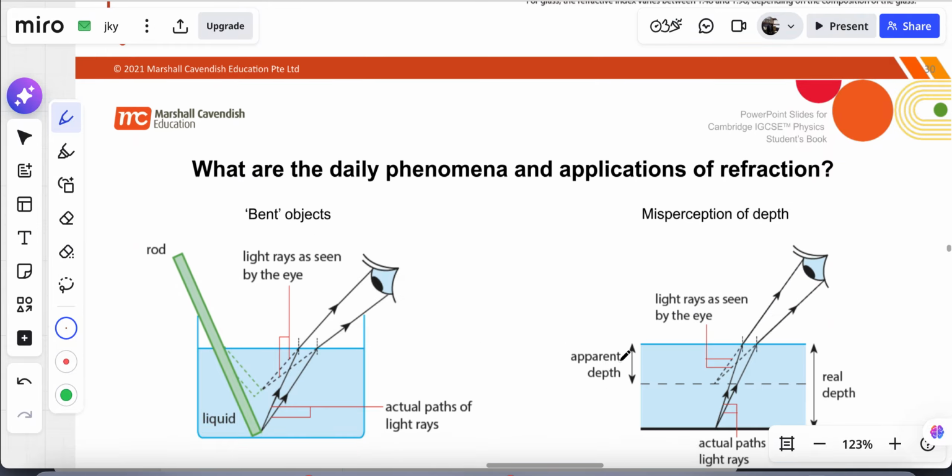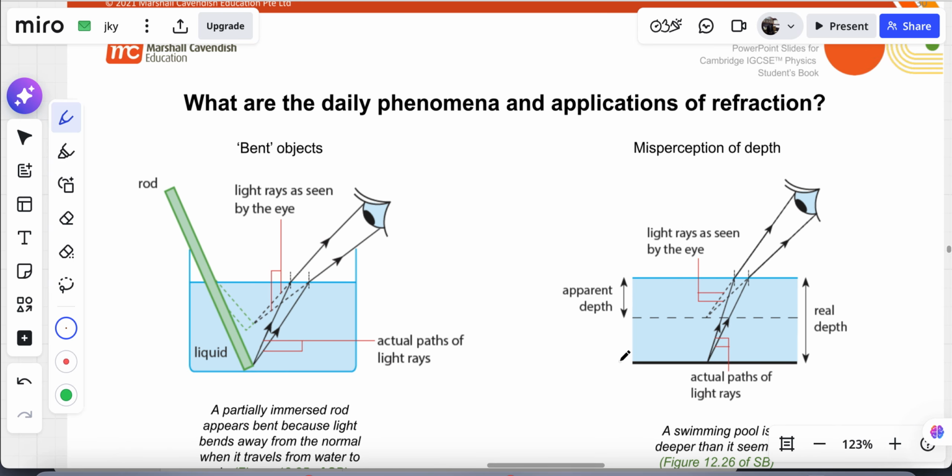Now let's move on quickly. What are the daily phenomenal applications of refraction? One of the things where you should be careful is that it does not show the real depth of objects when they're placed in water. Sometimes you go to a swimming pool, and the pool looks as if it's very shallow. You can literally see the bottom. That's not the real depth, that's called apparent depth. It's not showing you the real depth. The real depth is far below.